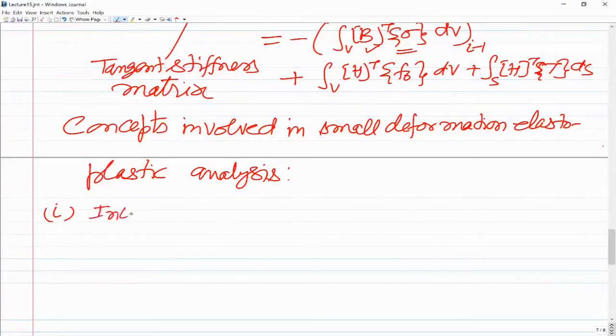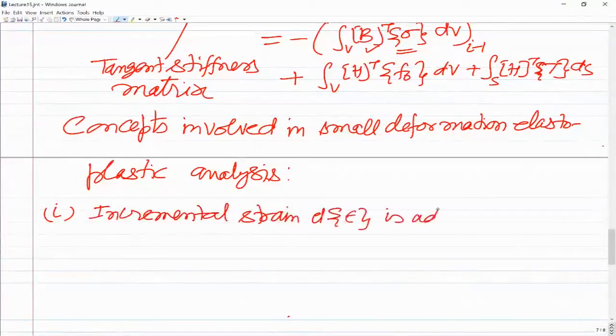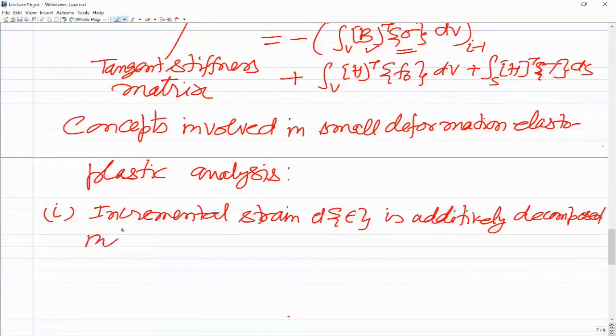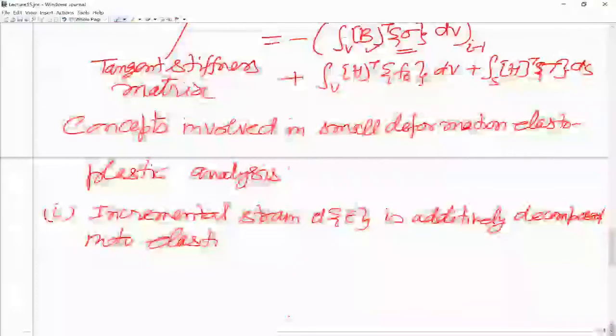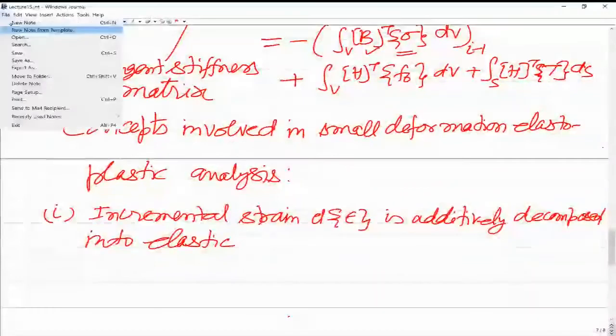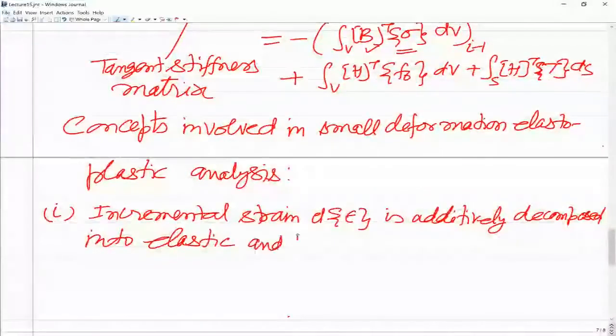So the first concept involved is that the incremental strain, which I am denoting by D of epsilon, you can also use delta, is additively decomposed into elastic and plastic parts.